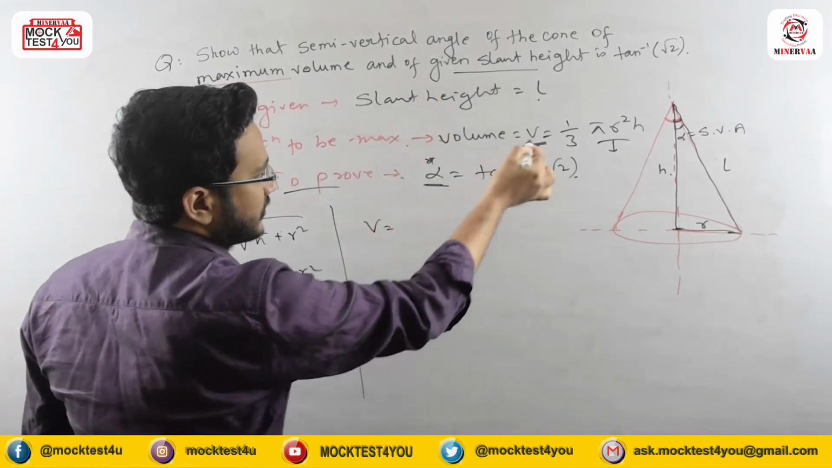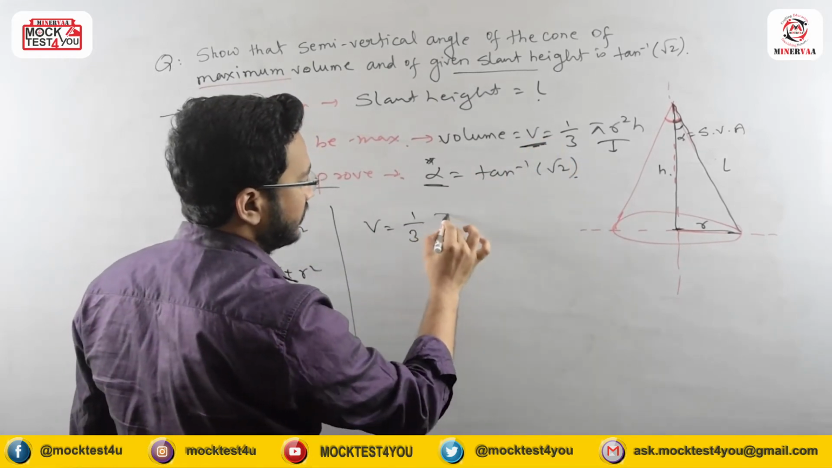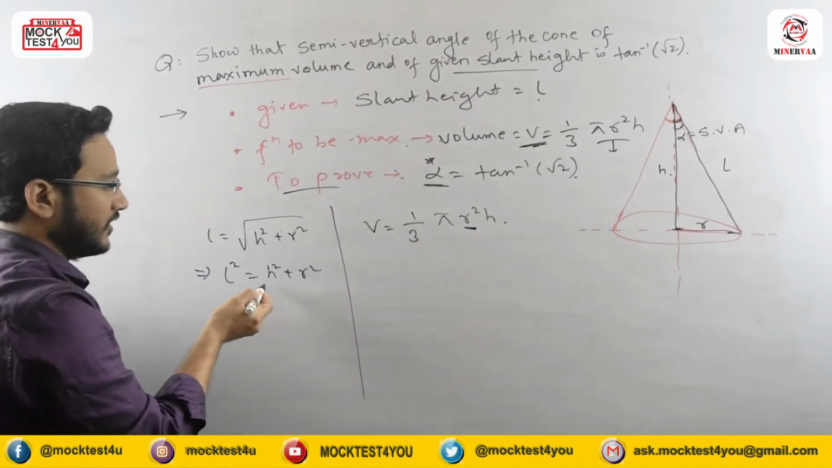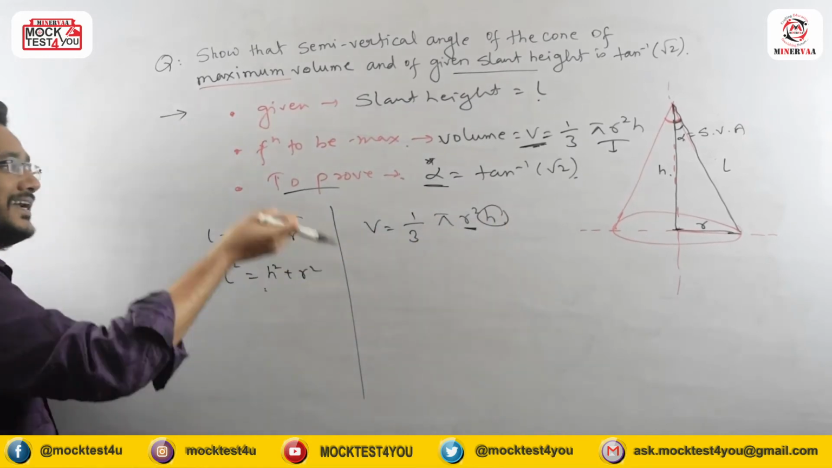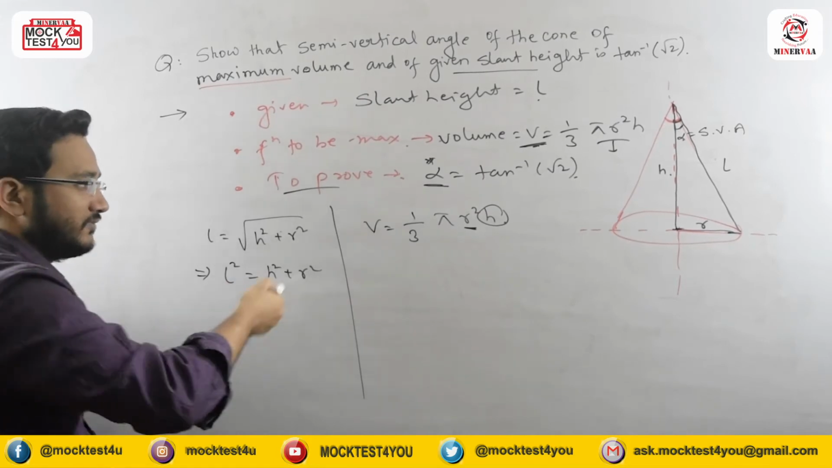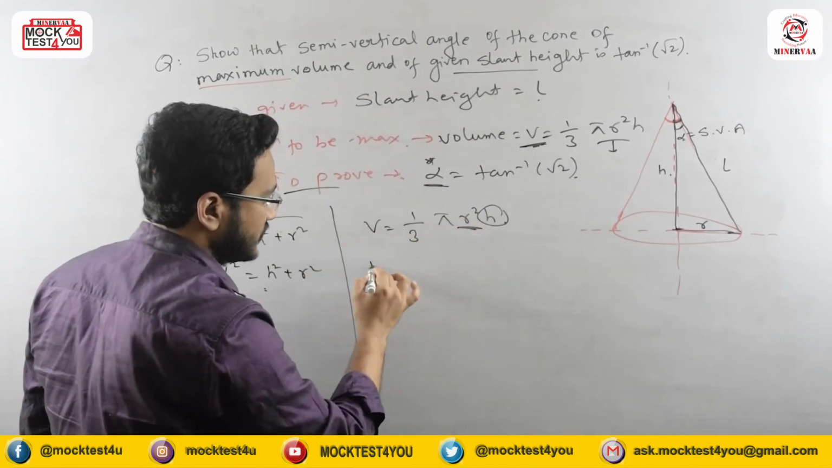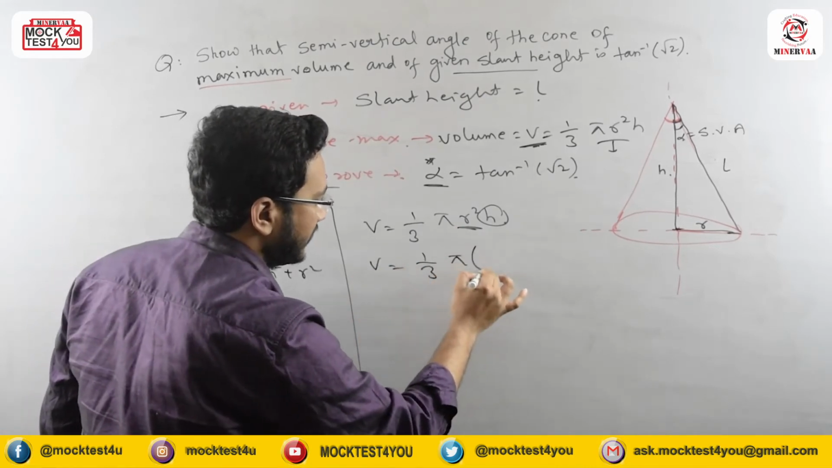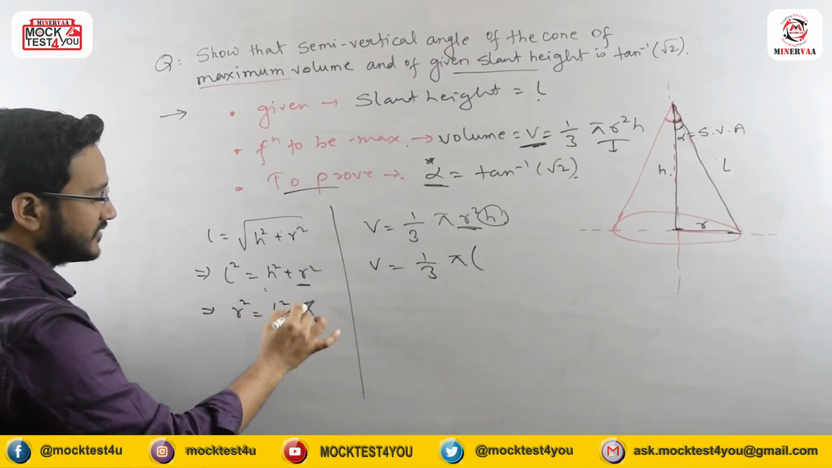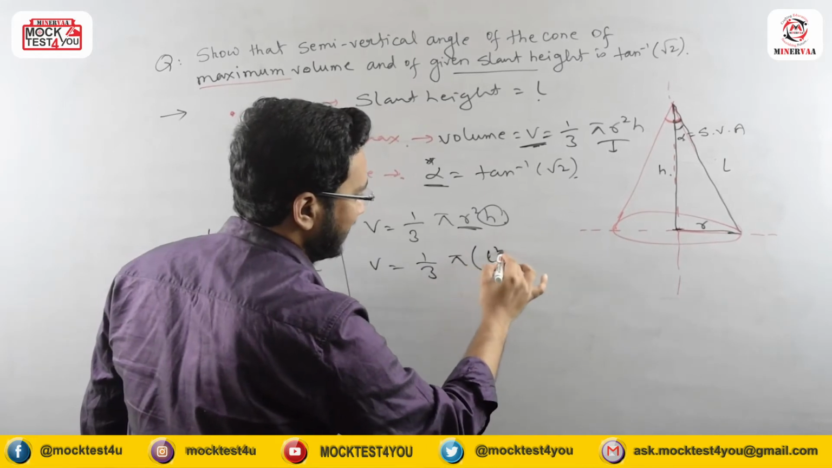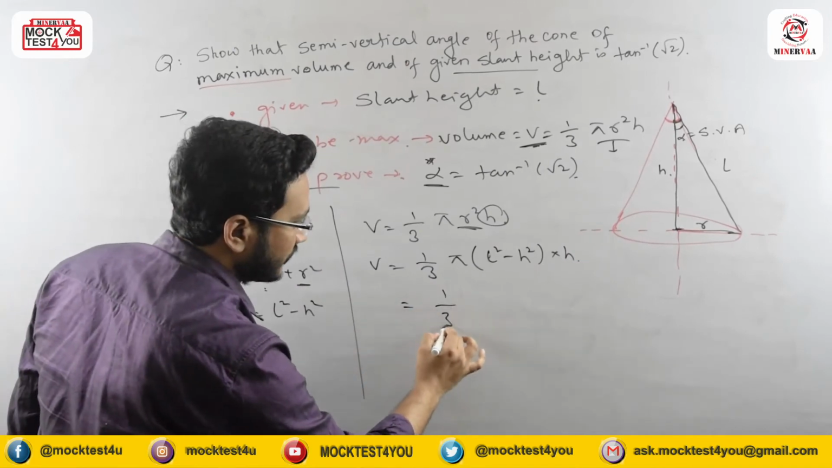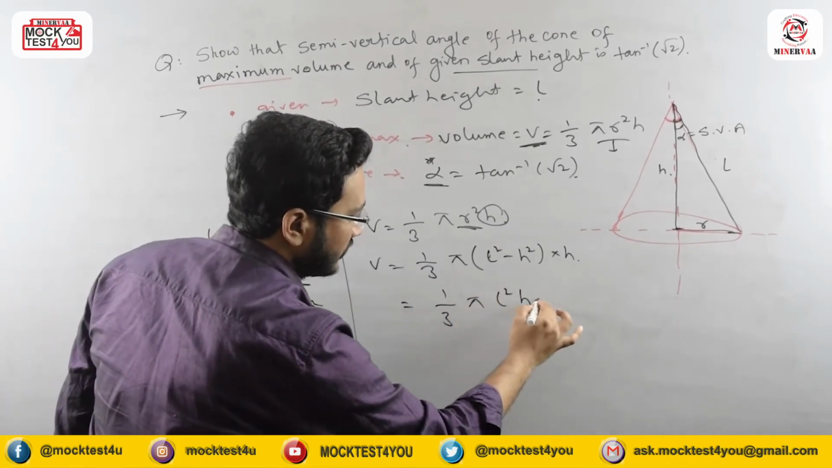Now the volume function, this is what you have to maximize: 1/3 pi r square h. Let's convert this r square, because finding the value of h would again give a root, and differentiating a root term is very difficult. So let's find r square and put it here. Our V will be 1/3 pi r square, and from here r square is L square minus h square. So V is 1/3 pi times L square minus h square, into h. That is 1/3 pi times L square h minus h cube.